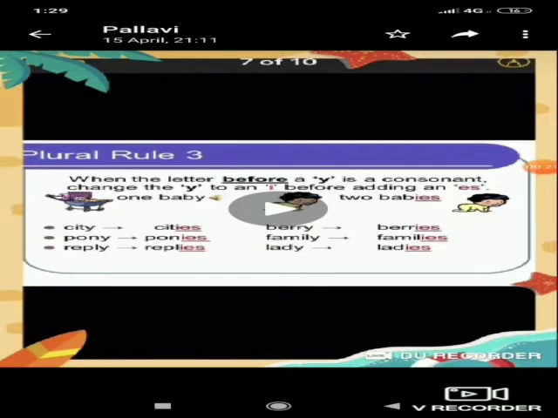Yes. What are consonants? As you all know, A, E, I, O, U are known as vowels, and the rest, like B, C, D, F, G, and so on, apart from the vowels, are known as consonants. So whenever any word ends with Y and the letter just before Y is a consonant, then in place of Y we write I and then we add ES to it.